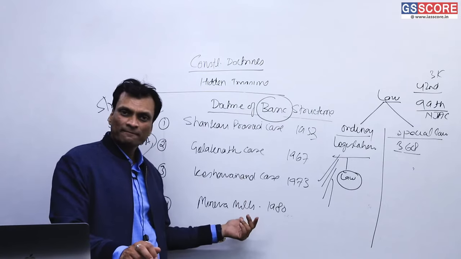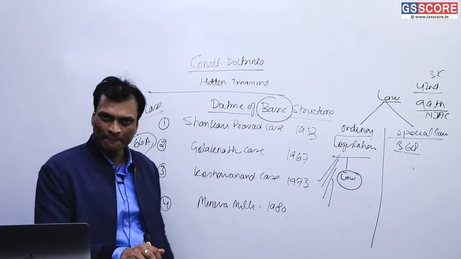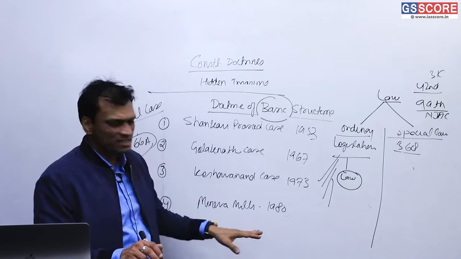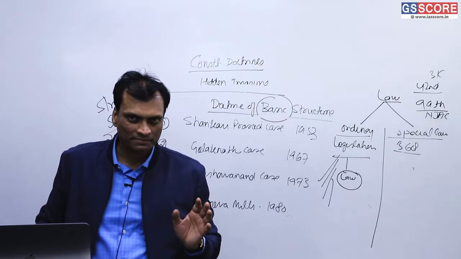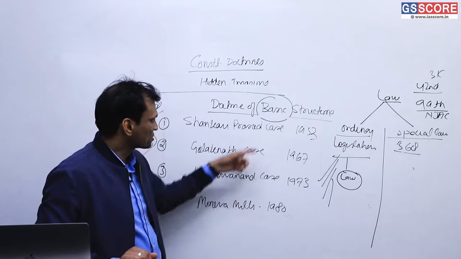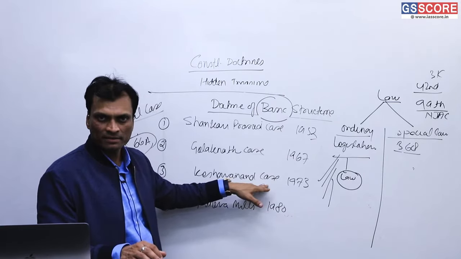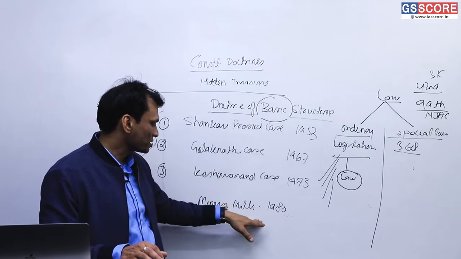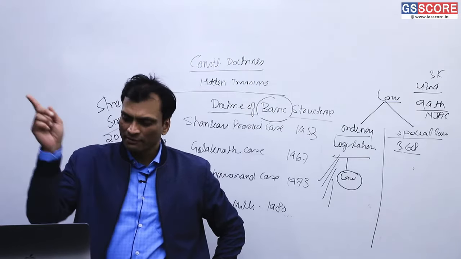Why have I written Minerva Mills here? Because the 42nd Amendment was done in 1976, in between 73 and 80, to nullify the impact of the Kesavananda case, to remove basic structure. In the Minerva Mills case, the Supreme Court again said, look, this basic structure doctrine is not going anywhere. It will stay where it is. And the Supreme Court said again in the Minerva Mills case that the doctrine of basic structure, innovated in the Kesavananda case, is a perfectly fine doctrine, and we confirm it. It is the ratio of the judgment. And with this, the doctrine of basic structure became judicial precedent. Minerva Mills case is famous because it confirmed it.